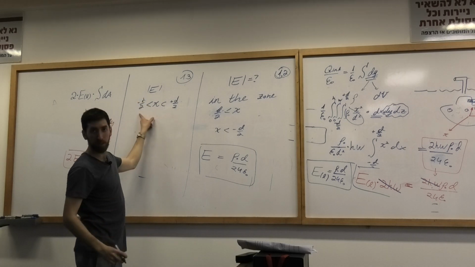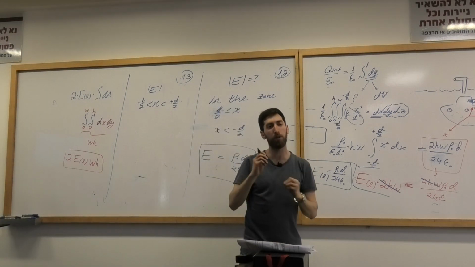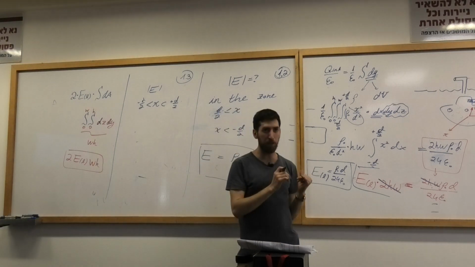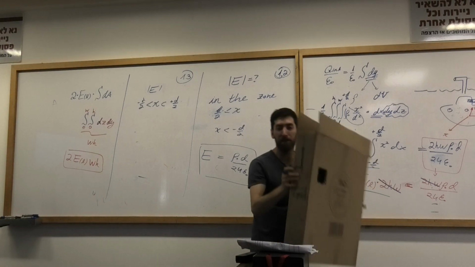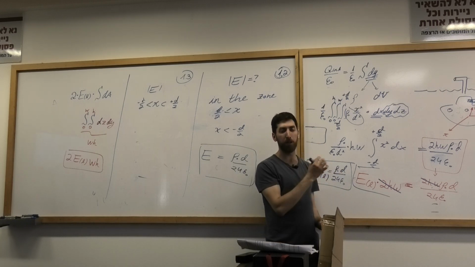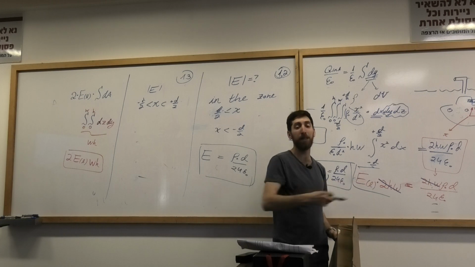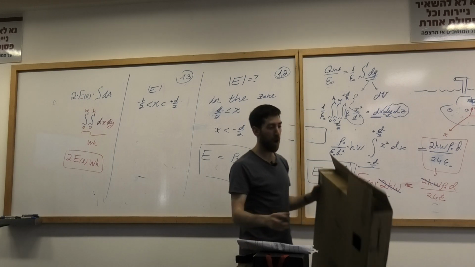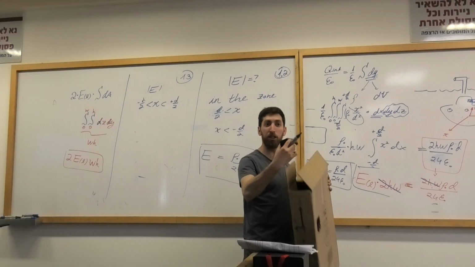Got it? Okay, so how are we going to do it? We're going to do the same idea. If you did not catch up on what we did before, we're going to do the same concept. So I have this wall. I want to use Gauss's law because I know that according to symmetry, the electric field is going to point only in the x direction and depend only on x. So I want to use this symmetry, and I'm going to use this shape.